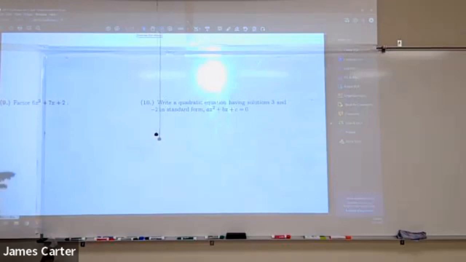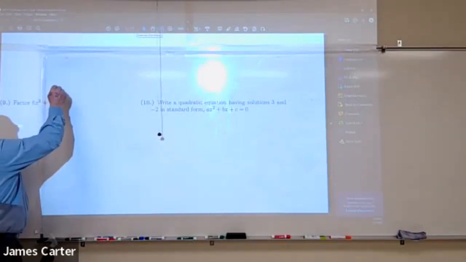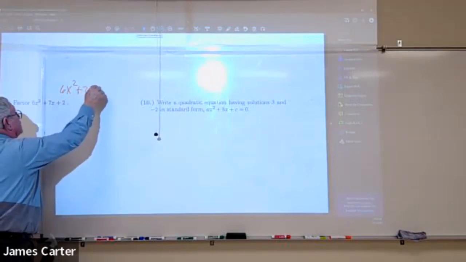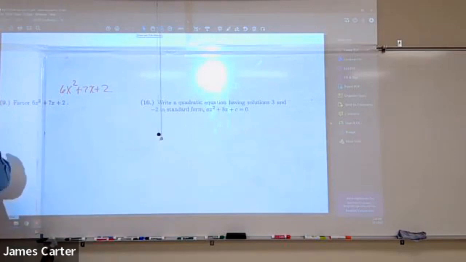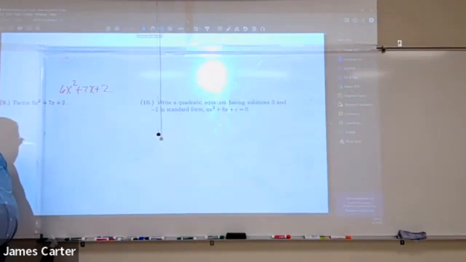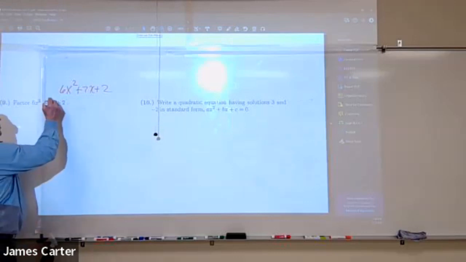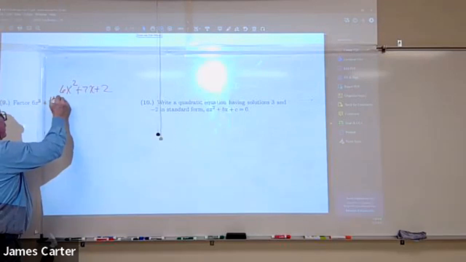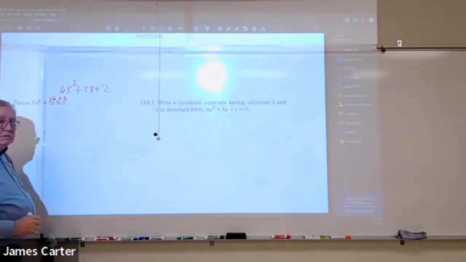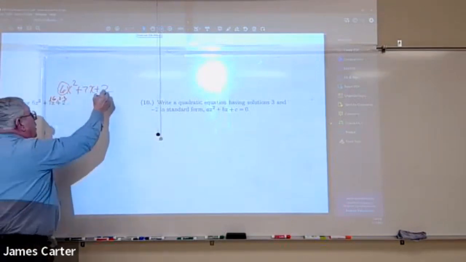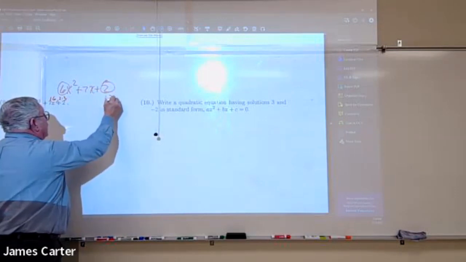Okay. For those of you who can't read this, it says factor 6x squared plus 7x plus 2. Okay, well, this one's not a particularly pretty one. You can't take anything out of everything, which is always your first option. So you got choices of 1 times 6, 2 times 3 are your possibilities on this 6. Okay, your possibilities on this 2 are just simply 1 times 2.